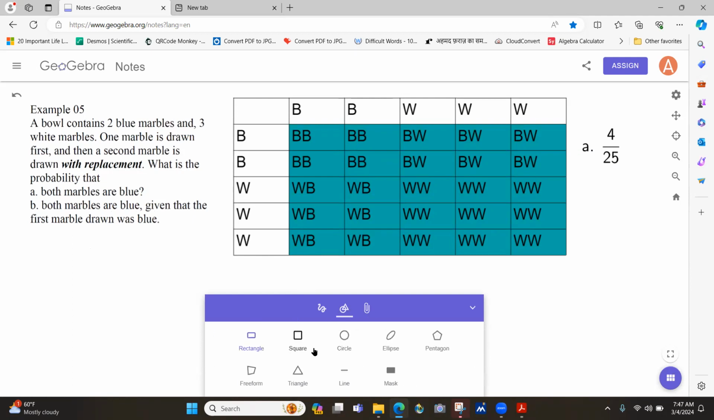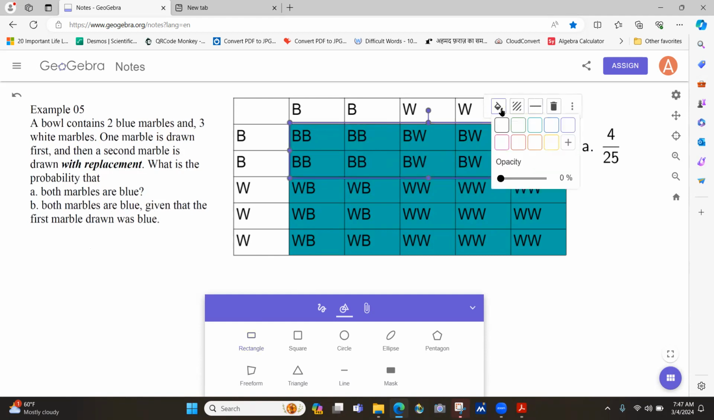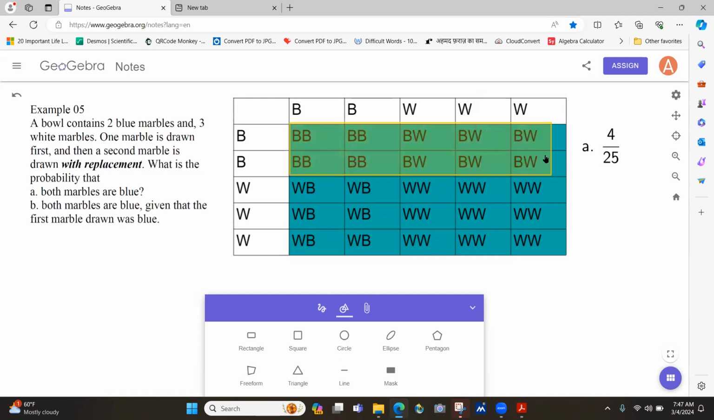Given the moment they say given that the first marble is blue, it becomes a conditional probability question. And the cases where the first marble is blue are here. Remember, a conditional probability changes your condition. Let me change the color to yellow. Okay, I am only focused right now on this rectangle, not the whole sample space, only this, because these are the cases where the first marble is blue.